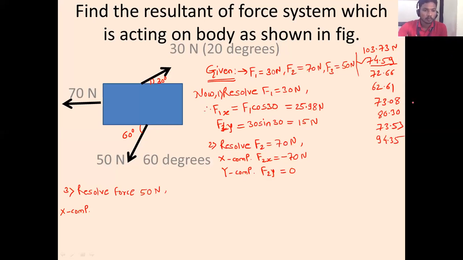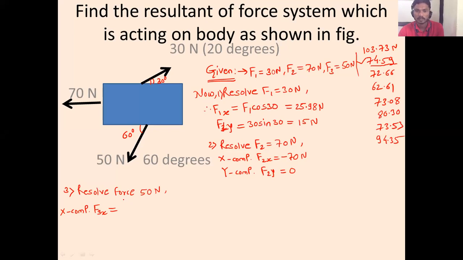Okay. Resolve force 50 Newton. Here we should not say that the angle is made with the positive x axis or negative x axis. You can only say with horizontal or with x axis. So that angle, 60 degrees, is made with the x axis. While giving the x component, how can we give it? F3x equal to, in which quadrant does this force lie? Third quadrant.